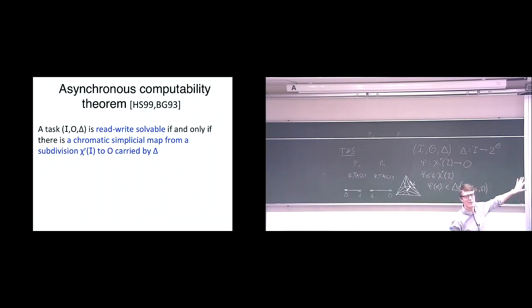This is maybe the main claim of this whole class: starting from an operational model, which is described in terms of interleaving of steps of reading and writing, we gradually came to the formulation of a solvability condition which is completely abstract and based purely on the input of the task and the output of the task, or the input of the problem you want to solve and the output of the problem you want to solve. That's it. The condition says there is a chromatic simplicial map between a subdivision of I to O carried by delta, and that's it.